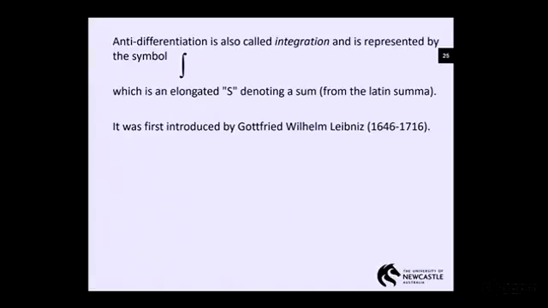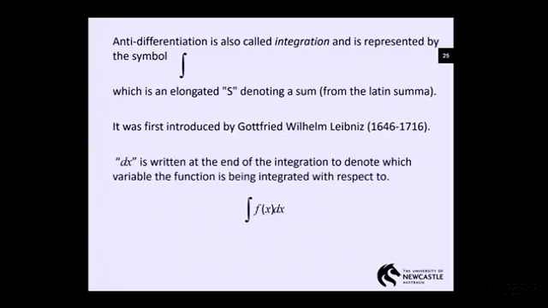Anti-differentiation, okay, is also called integration, and it's represented by that elongated S, okay? So it's actually the integral. We call that symbol the integral. So when I read it, I say the integral of, and I'll say whatever comes after it. So that there is the symbol you get used to. It means the same thing. Your job is to go backwards to the original function. And it just tells you the mathematician who first came up with it.